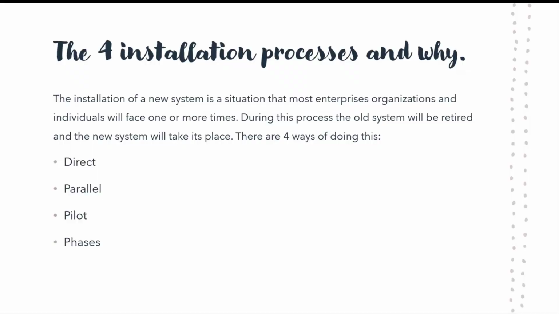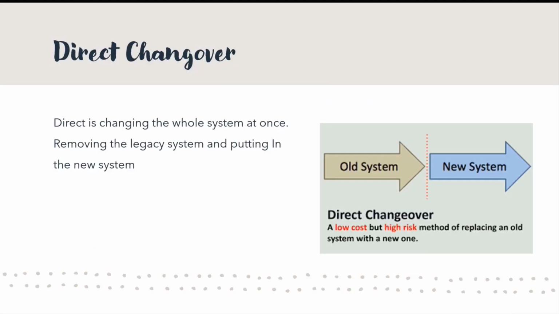The installation of a new system is a situation that most companies will have to go through at some point in time, just because they have to improve their efficiency. And during this process, the old system will be retired and the new system will be put in place. And there are four main ways of doing this, and they are direct, parallel, pilot, and phased, or in phases.